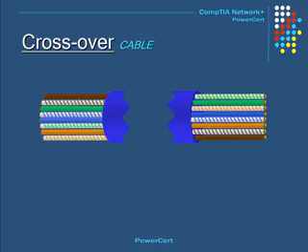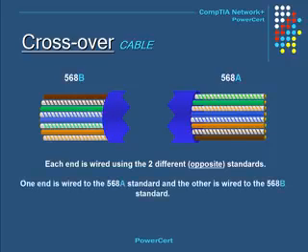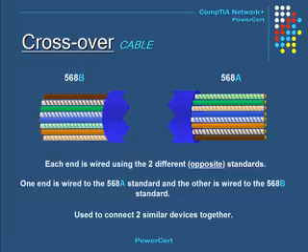Another type of cable is called a crossover, and this cable is created when both ends of the cable are wired using the two different standards. For example, one end is wired using the A standard, and the other end is wired using the B standard. Crossover cables are used to connect two similar devices together. For example, you can use a crossover cable to connect two computers directly to each other without using a hub or a switch. Crossover cables are also used to connect hubs or switches to each other.